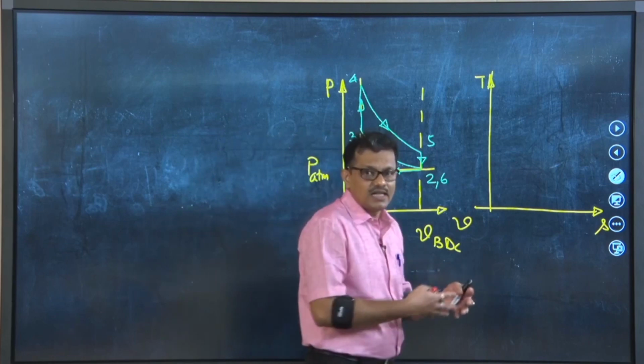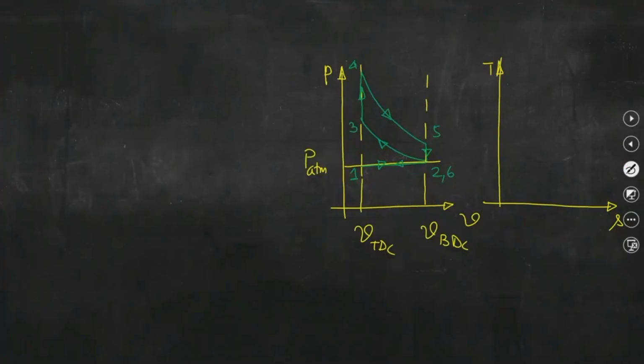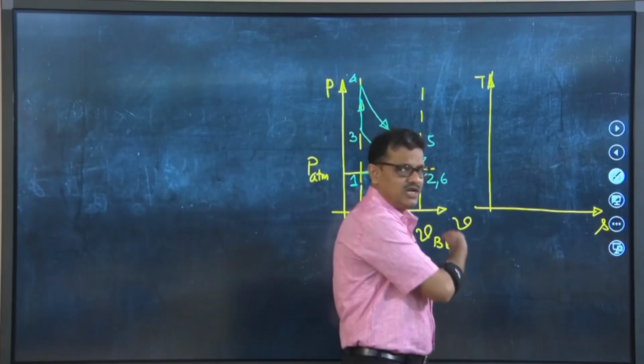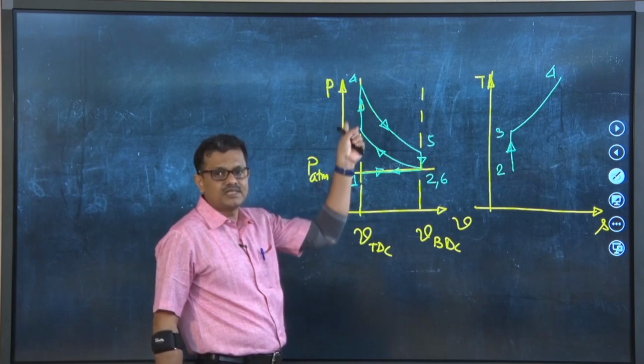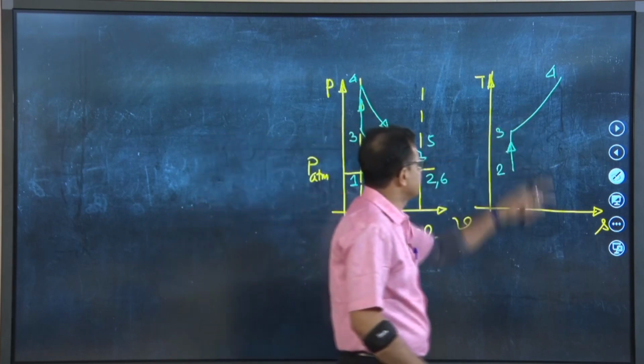So, it is convenient to represent only the processes 2 to 3, 3 to 4, 4 to 5 and 5 to 6 or 5 to 2, because points 2 and 6 are the same. So, 2 to 3 we have approximated as an isentropic process. This is 2, this is 3, then 3 to 4 you can see the temperature will increase. 3 to 4 is constant volume heat addition, that is the combustion process. So, pressure has increased from P3 to P4, temperature also will increase, and that is reflected over here.